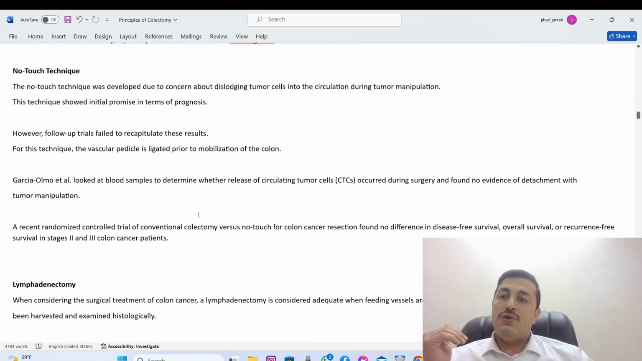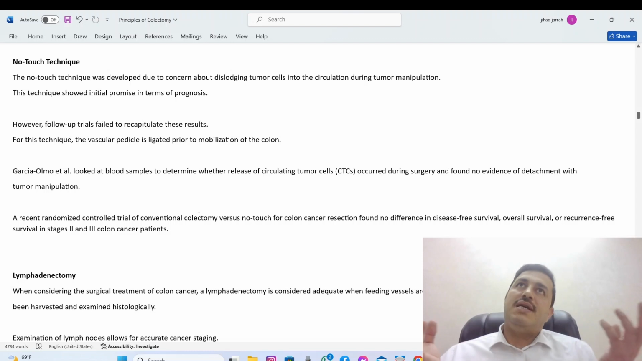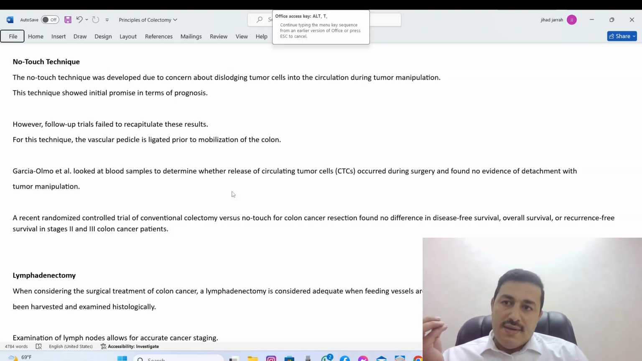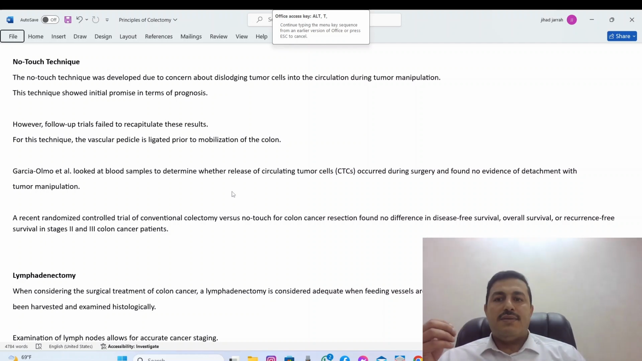And we move to the no touch technique. No touch technique, when it was discovered, theoretically it was promising.